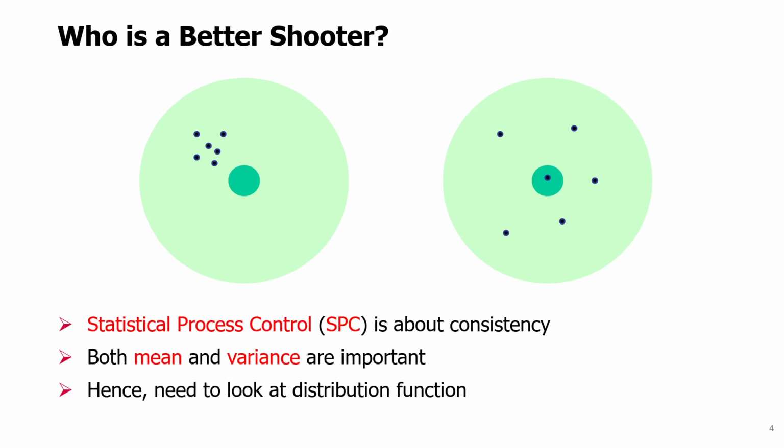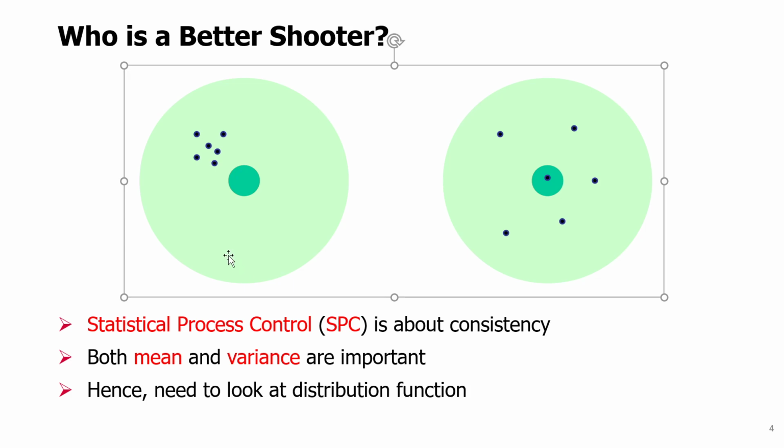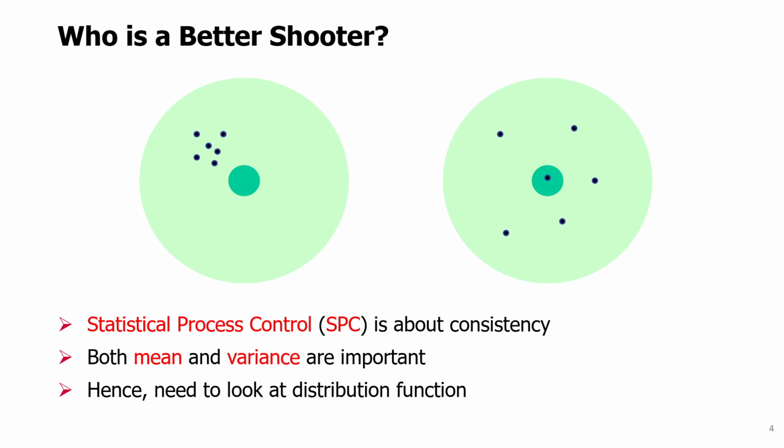To better understand quality, consider the following example. Suppose these are two shooting targets that you see here on the left and right, and one shooter shot 6 shots here to the left target and another shooter to the right target. So the question is, who's the better shooter? And of course, we can see that both of them are wrong somehow.